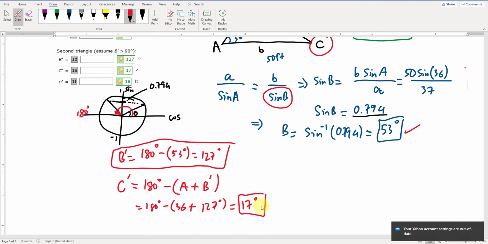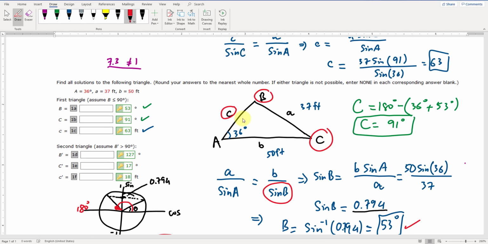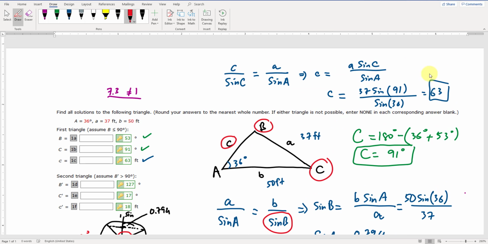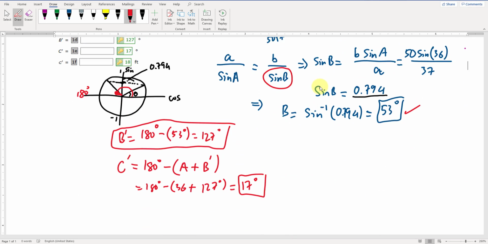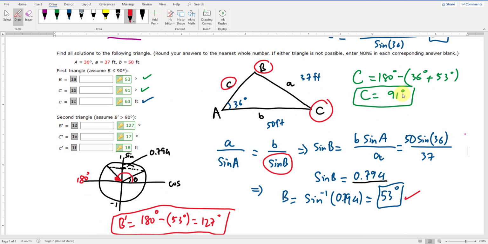And if you get a different angle C, then you apply the law of sine again, and then you will get a different length for the side c, or we call it c prime, which is another solution. Just follow the same steps right here, but using C prime instead of C, and you would get a different answer for side c here.